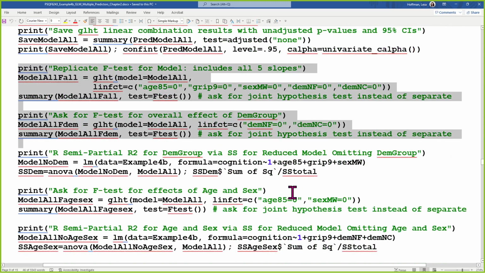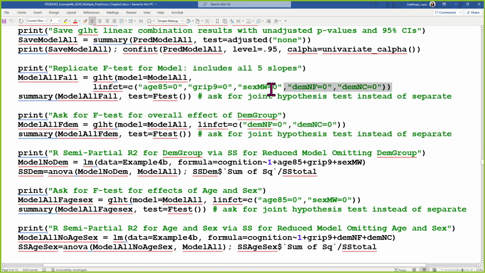These are the examples of the custom F-tests. So here's the one for the overall model that has all 5 slopes listed in it. In this case, we put each slope in quotes, separated by a comma to denote numerator degrees of freedom, and we set it equal to 0. So it's kind of like a hodgepodge of Stata and SAS syntax. Here's the version that does just the dementia group differences.